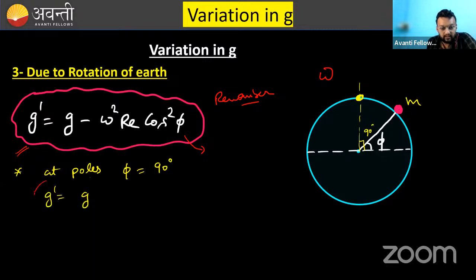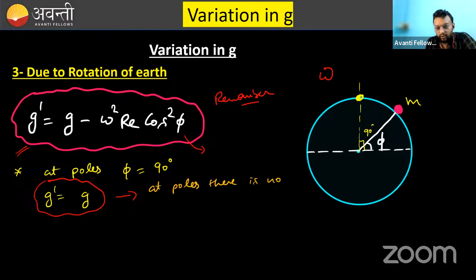What does it mean? The simple meaning of this is, at poles, there is no effect of rotation on g. Is the statement clear? This is the punchline that you should remember, that at poles there is no effect of rotation of the Earth. It will remain the same.